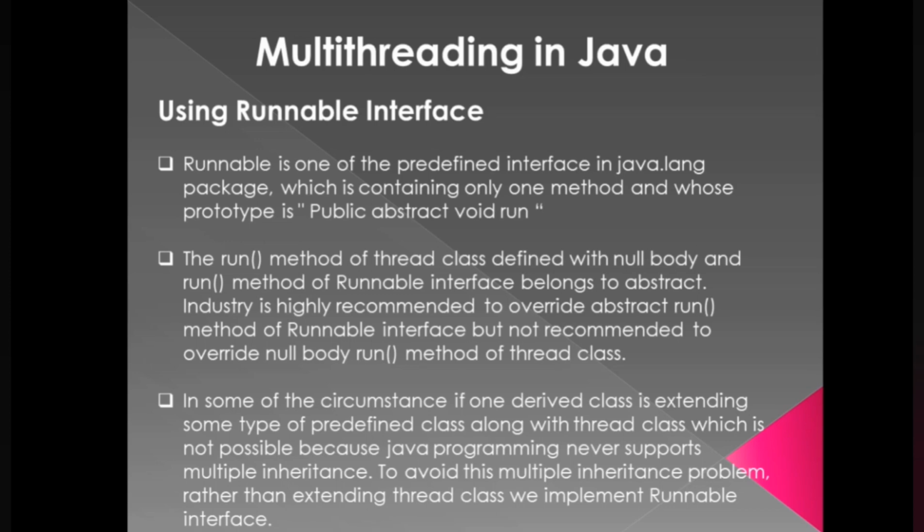In some circumstances, if a derived class extends some predefined class along with the Thread class, which is not possible because Java never supports multiple inheritance. To avoid this multiple inheritance problem, rather than extending the Thread class, we implement the Runnable interface. So I hope you can understand why you implement the Runnable interface. Let's move to the next slide.